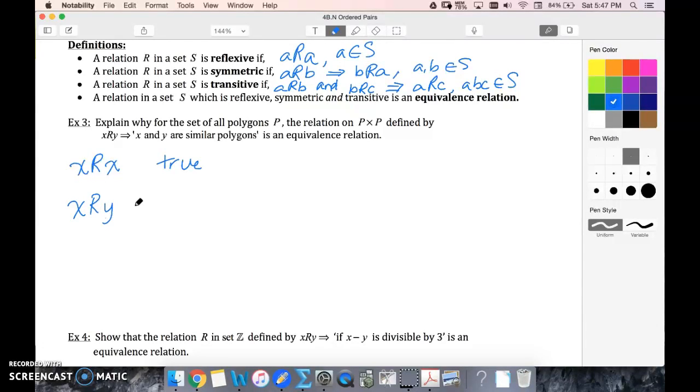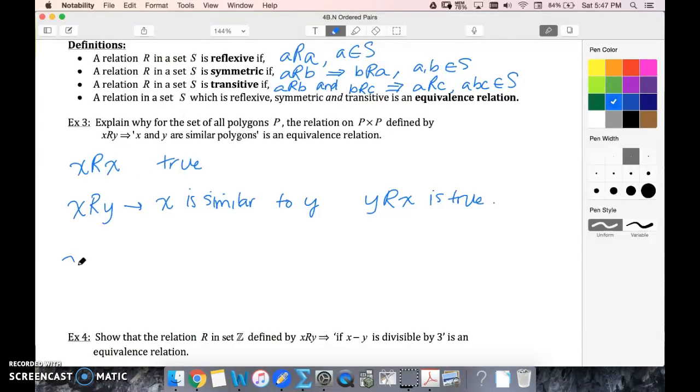X R Y implies that X is similar to Y. So polygon X is similar to polygon Y. Of course that means that polygon Y is going to be similar to polygon X. So we have reflexive and symmetric, that's true.